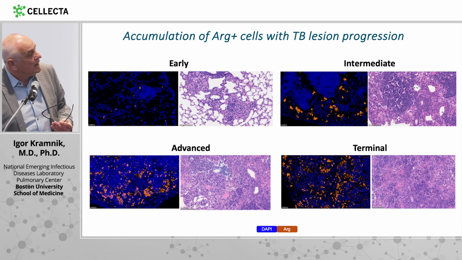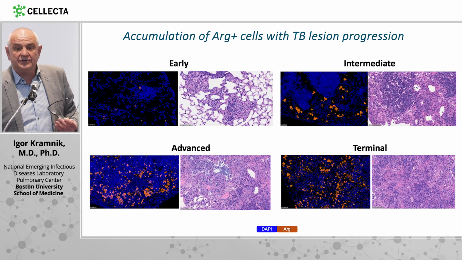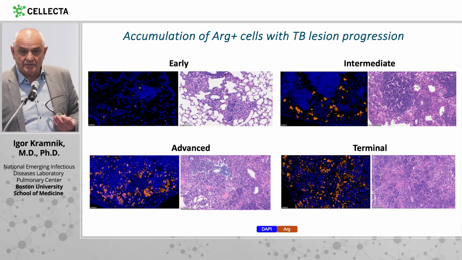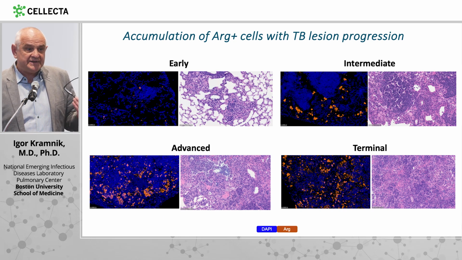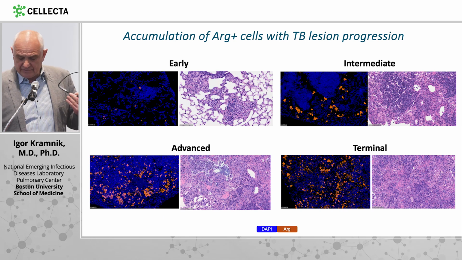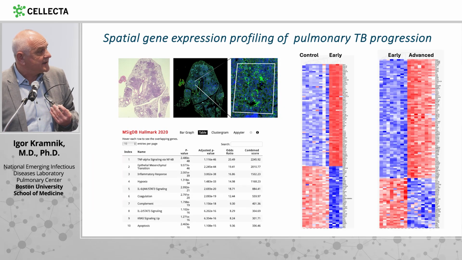Here I just show you arginase 1 staining in early, intermediate, advanced, and terminal lesions. And you can see that with progression of these lesions and formation of micronecrosis and terminal necrotic pneumonia, there is increase in recruitment of arginase 1 positive alternatively activated macrophages. And moreover, now we understand they are not formed in situ, but they are pre-committed and they are recruited from circulating blood. So we are now focusing on these mechanisms.